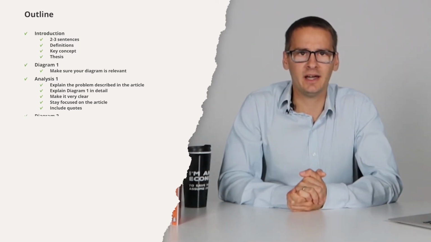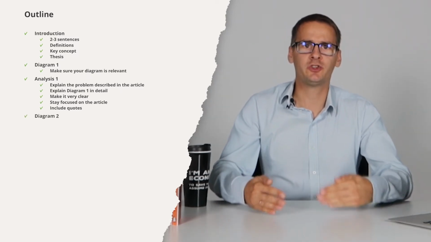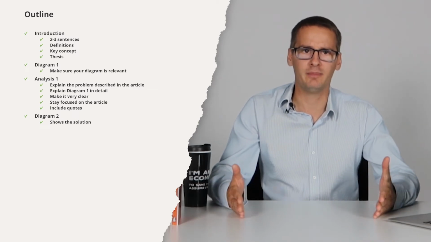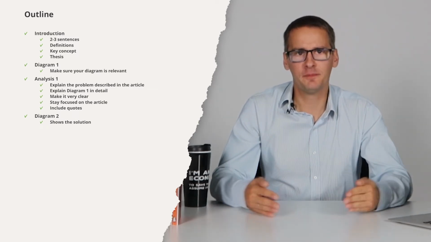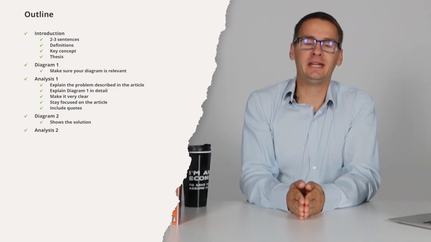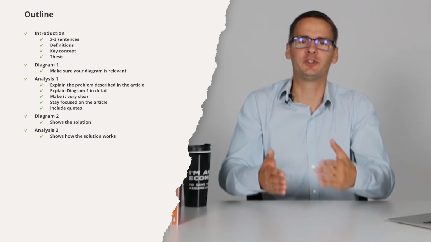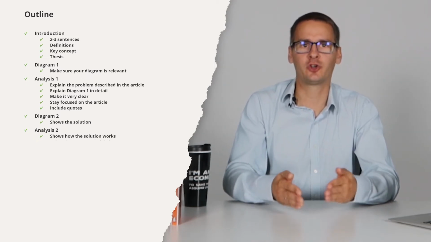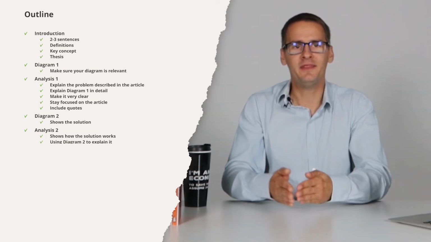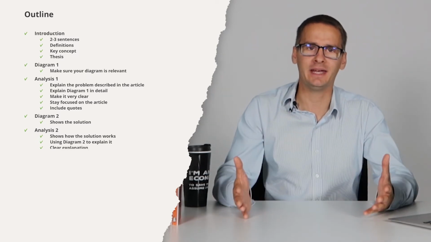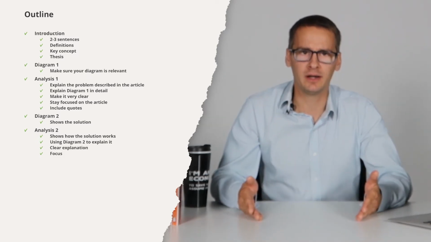Then comes your second diagram, which most usually will show the solution to the economic problem described in the article. That's followed by the second part of your analysis, which is explaining from an economic perspective how and why the solution is supposed to work and how that's shown in your diagram. Remember, diagrams must be clearly explained, and don't lose your focus on the article.